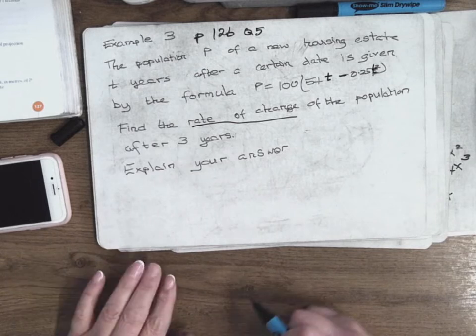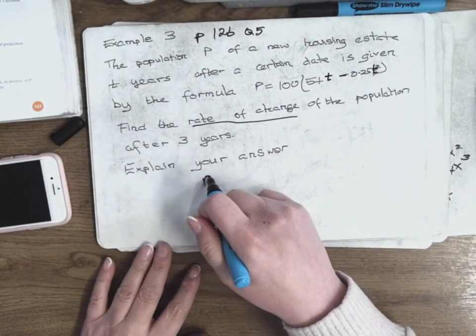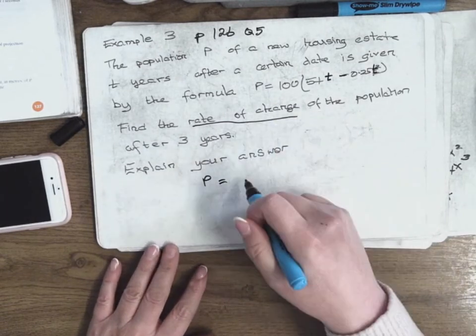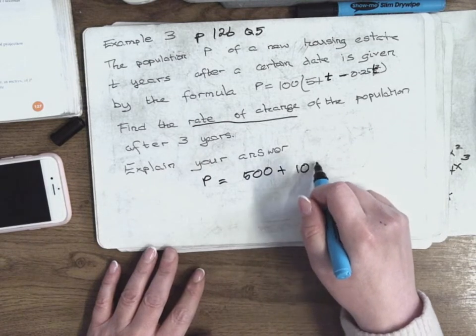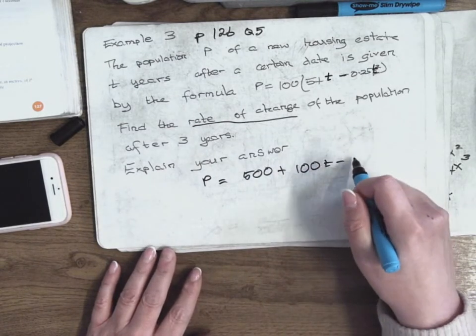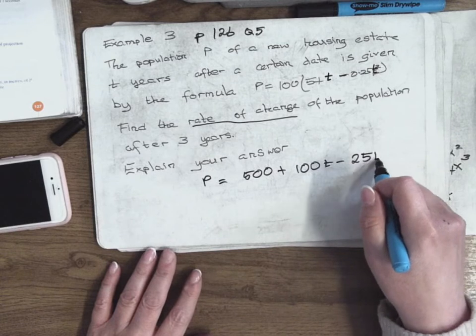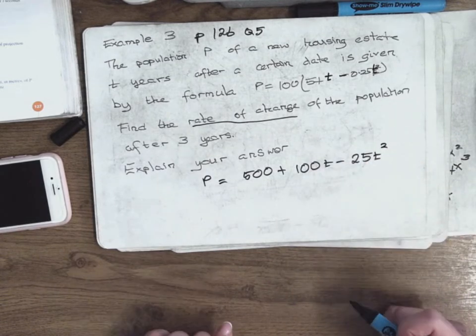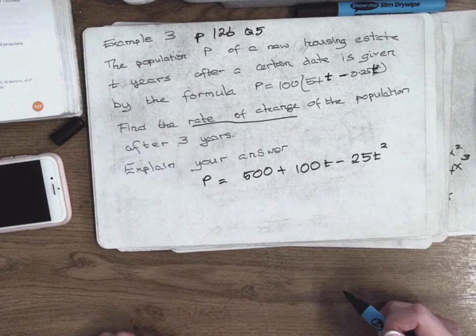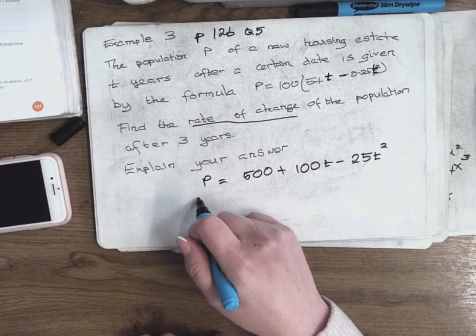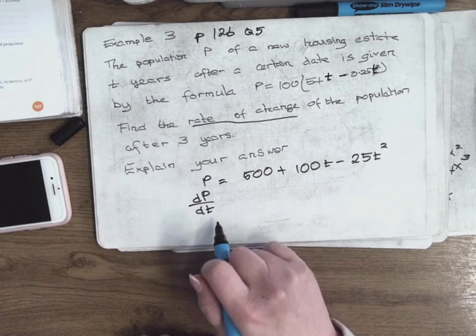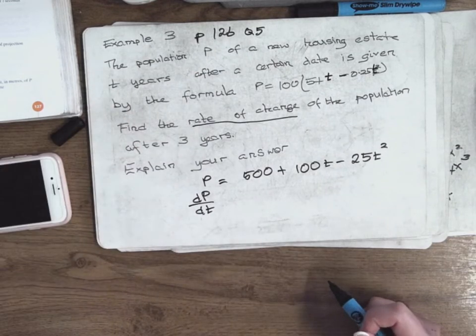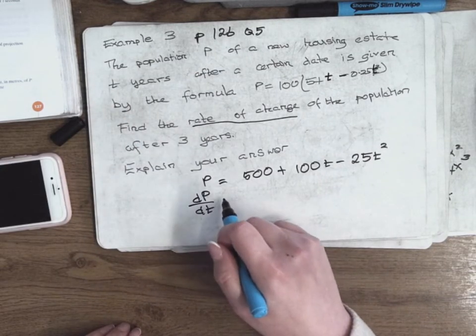Rate of change means I differentiate. I'm going to multiply into that bracket before I differentiate. So that would be 500 plus 100t minus 25t squared. Is that okay? Now I'm going to differentiate. So what do I call it when I differentiate? dP/dt, the rate of change of population with respect to time, and they told me time is in years.